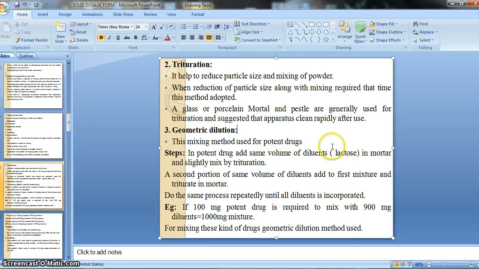There is a diluent, that is lactose. Generally for the preparation of powder dosage form of a potent drug, the diluent lactose is used, because lactose is a very stable excipient. Means it has no pharmacological action, but it helps to provide palatability to our dosage form. It is also used in tablets.